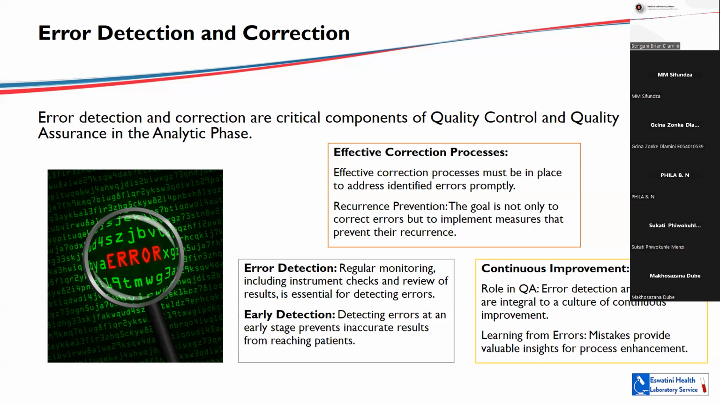Then continuous improvement. Its role in QA. Error detection and correction are very important to the culture of continuous improvement. Learning from errors, mistakes provide valuable insights for enhancement. So in most cases, we find that an error that happened, next time maybe it won't happen, because we already have identified how it came about and we now know how to prevent it from happening.